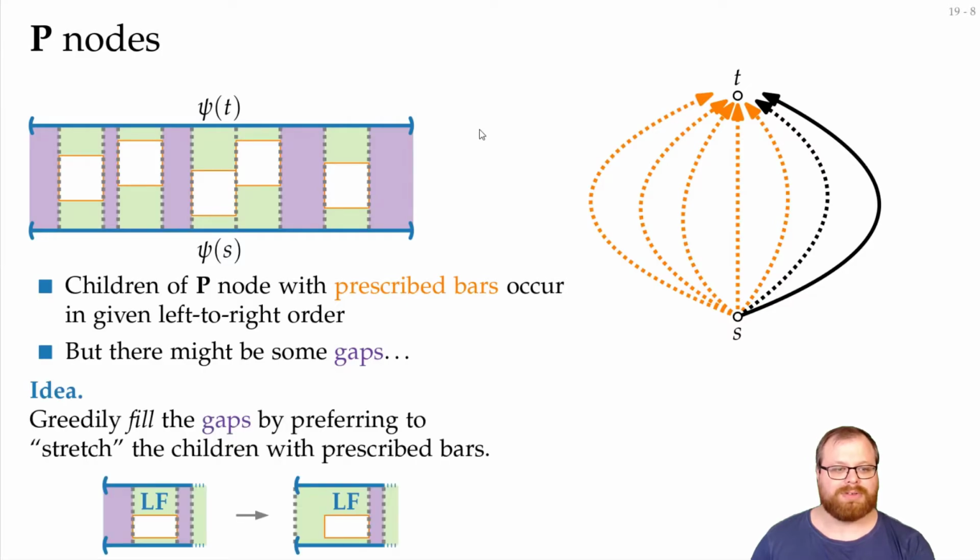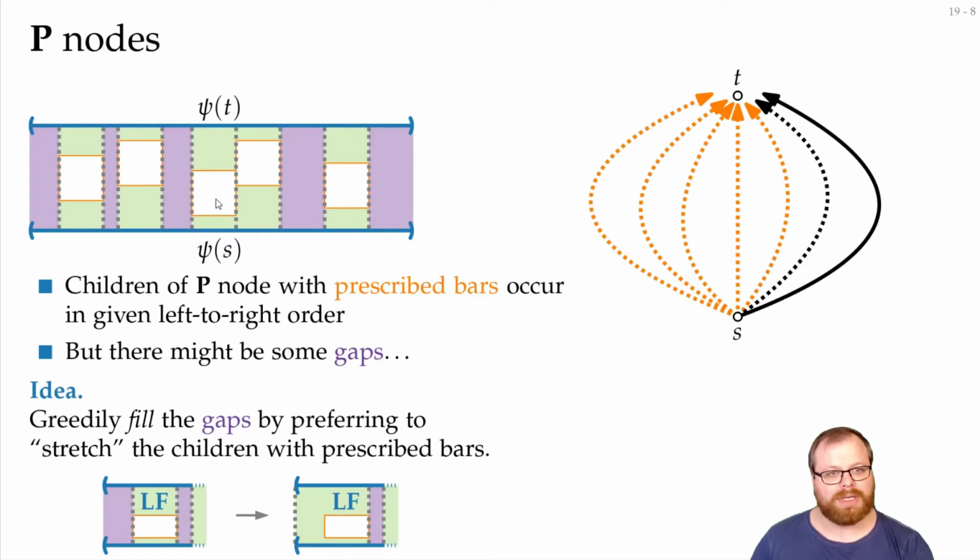So what we will do is that we will greedily fill the gaps by preferring to stretch the children with prescribed bars. So to fill this gap, we ask this component here, do you have a loose or a fixed representation? If it does, then we can fill this to the left. If it has a representation with a loose on the right, then we can fill it to the right, and so on. This one here, we don't even ask if it has a representation with loose on the right, because these parts here touch. There's no way to extend this.